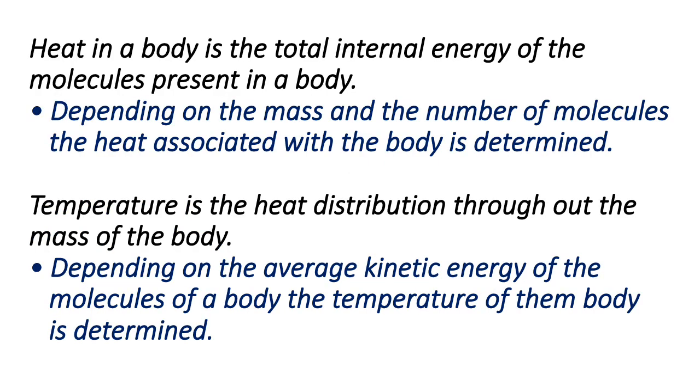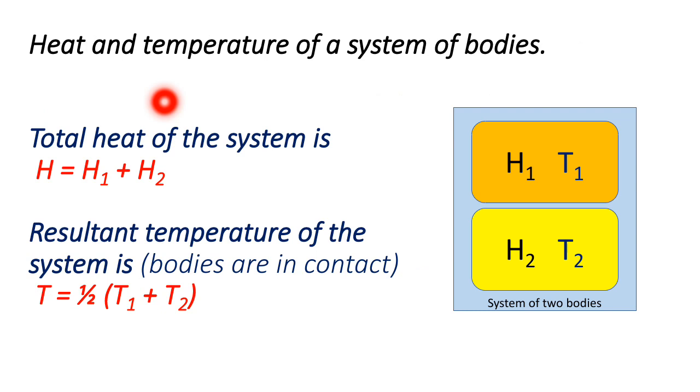Correct. Now see this one, heat and temperature of a system of bodies. This is a system of two bodies, and from this picture you can easily understand this has the temperature T1 with the heat H1 and this one has H2 with the temperature T2. So the total heat of that system is given by the sum of the heats. Here H1 is the heat, here H2 is the heat. If we add those two heats, we have the total heat of the system, which is the sum of the heat associated with the individual bodies.